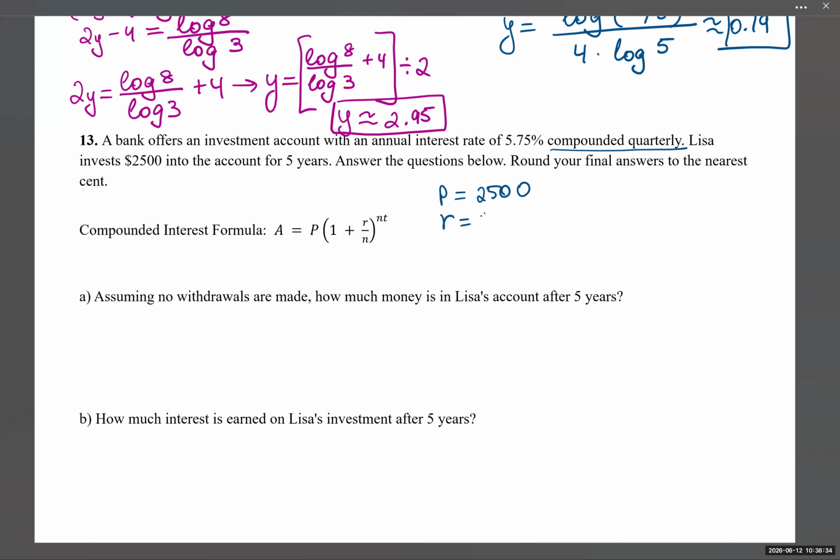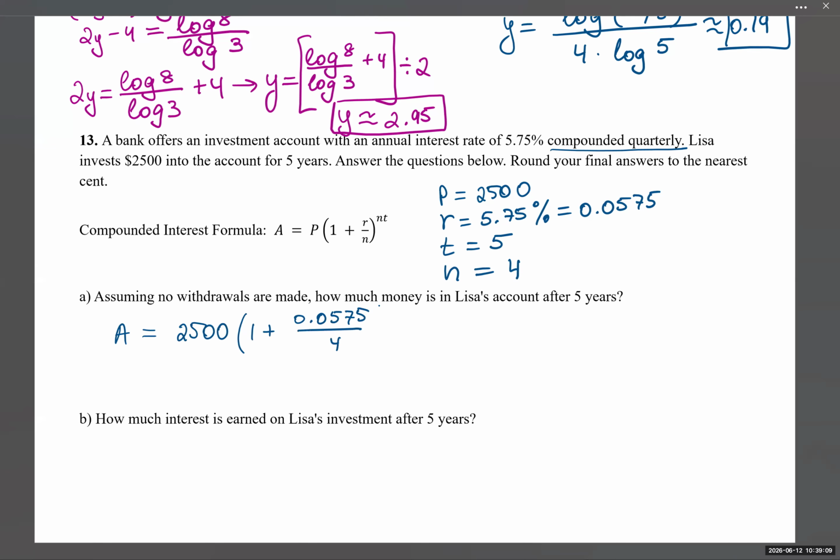We have R, which is 5.75%, but we've got to change it into a decimal. Do not truncate any of the numbers, keep all of them. Then we have T is 5, and we have N compounded quarterly. There's 4 quarters in 1 year, so N is 4. So we'll go ahead and put all of that into the formula and figure out what the amount is. A equals 2,500 times 1 plus 0.0575 divided by 4, to the power 4 times 5.